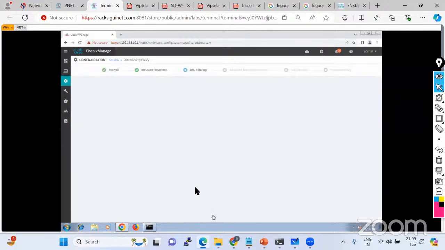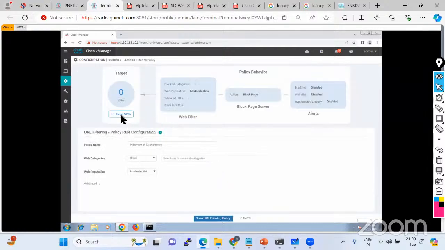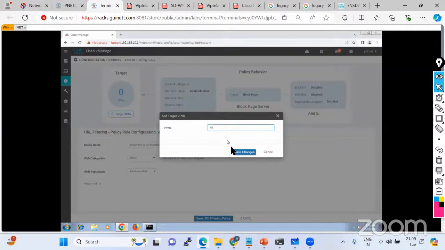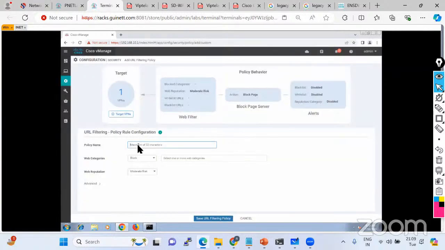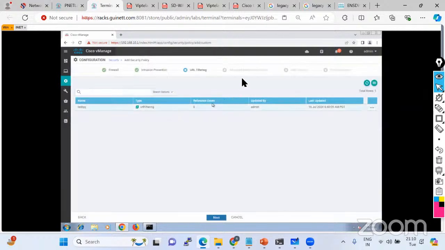See, now next is the URL filtering. So you can do the URL filtering as well. This is the same, all are doing the firewalls. You can just target VPN any 10, policy name test. I just click here. Any, see which is the web category. We have adult, abortion, alcohol, gambling. If you are a security engineer, you can understand what I'm trying to make. Block, inspect, allow. We'll discuss. I'm just showing this URL filtering.